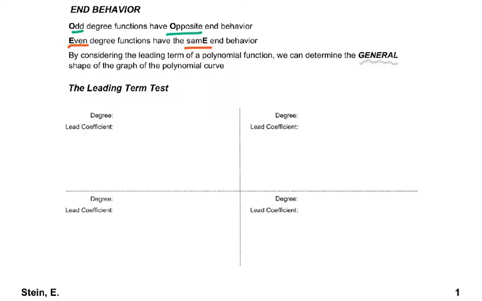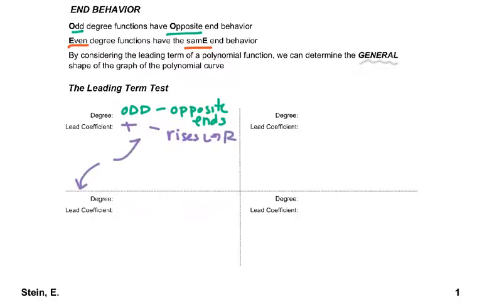So if the degree is odd and my leading coefficient is positive, so positive lets us know it's going to be rising. So the leading degree being odd, we're going to have opposite ends. And then positive lets us know that it rises from left to right. So we have some function that starts low and ends high. And we don't know what's happening in the middle, but we know where the ends of my function are going.